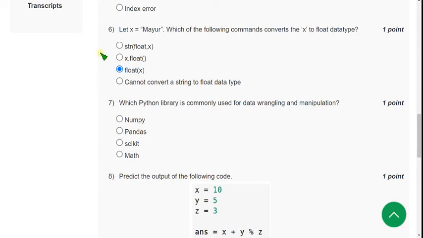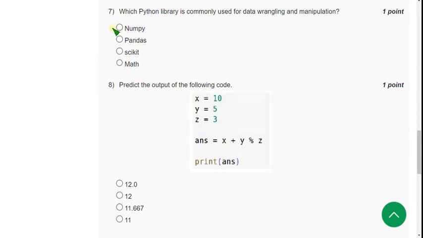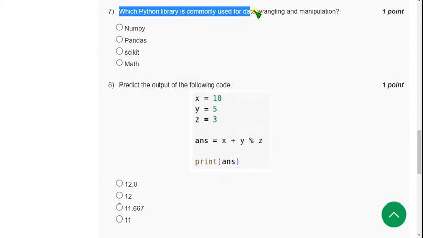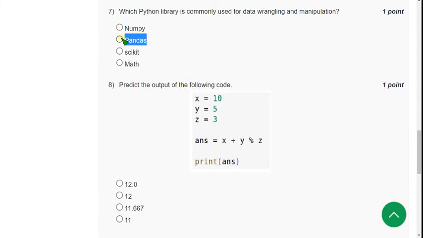Next, moving on to the seventh one. Which Python library is commonly used for data wrangling and manipulation? So for the seventh question, the correct answer is pandas. That is the second option, guys.